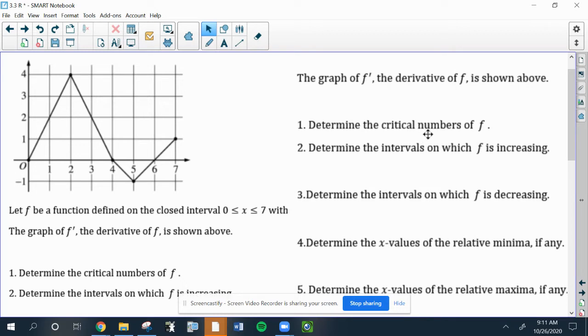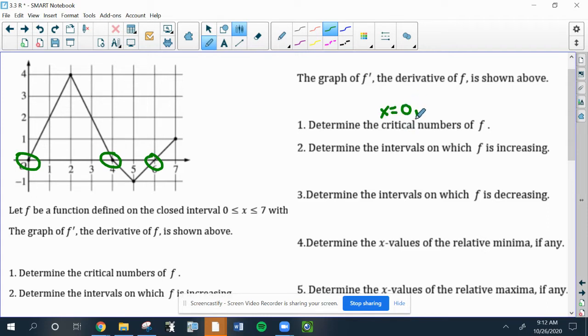The critical numbers of F are where its derivative equals 0. This is the derivative of F. You have to figure out where it equals 0. Well, that's right here, and right here. That's where the derivative graph equals 0, thus the derivative equals 0. So the critical numbers are X equals 0, X equals 4, and X equals 6.